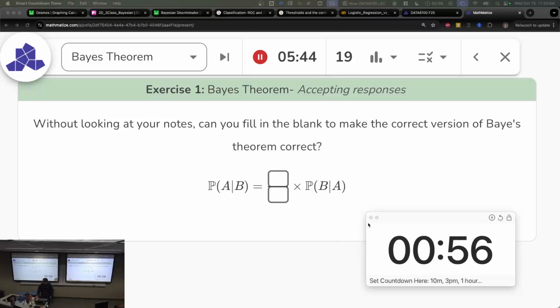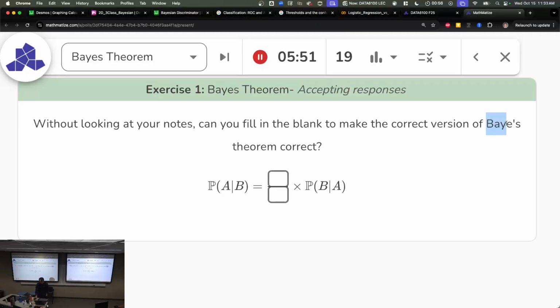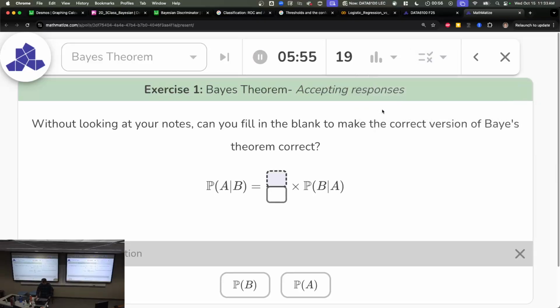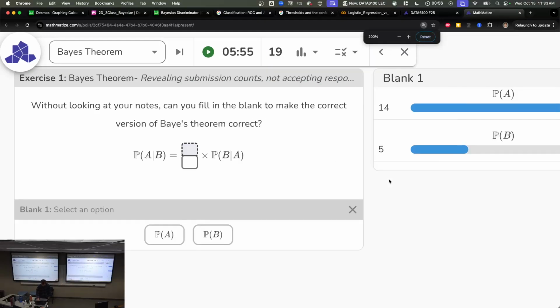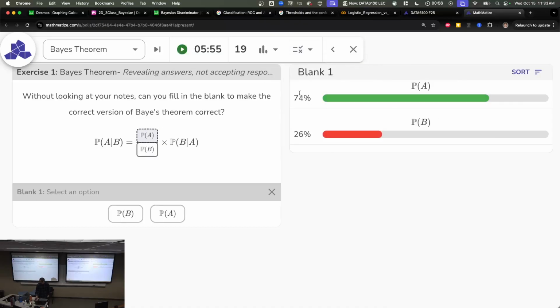Bayes' theorem is an important theorem in math, and there's a whole category of statistics called Bayesian statistics that's all about using this formula. But which way does the formula go? You can mix it up one way or the other. 14 out of 19 people said it should be the probability of A on top. And presumably when I hit the bottom, it'll be the other one, probability of B. I think that's correct. That's how I do it as well. Reveal correct answer. Yeah, so most people got it right.